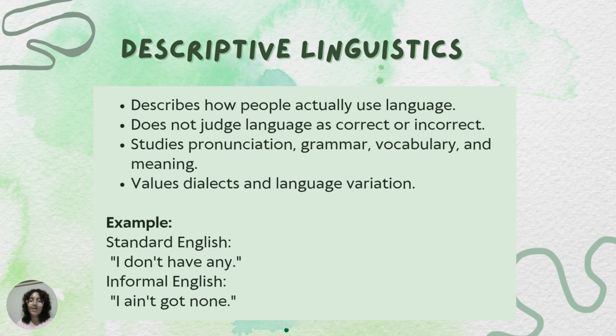For example, standard English uses a sentence like "I don't have any," while some informal varieties use "ain't got none." Descriptive linguistics studies both forms as natural examples of language use and recognizes that different dialects reflect the identity and culture of the speakers, right? That being said, some people may say they are inferior or incorrect.